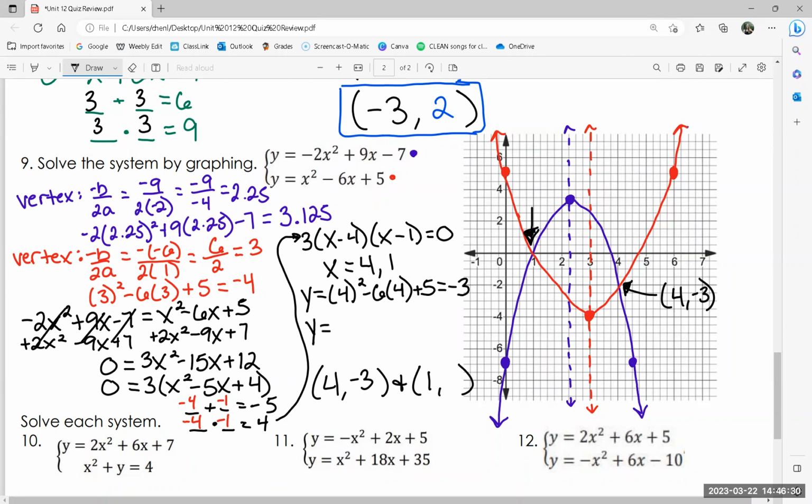Plugging in my second value of positive 1. We have 1 minus 6 plus 5, which would be 0, and that is accurate on the graph for my second point of intersection, so my second solution.